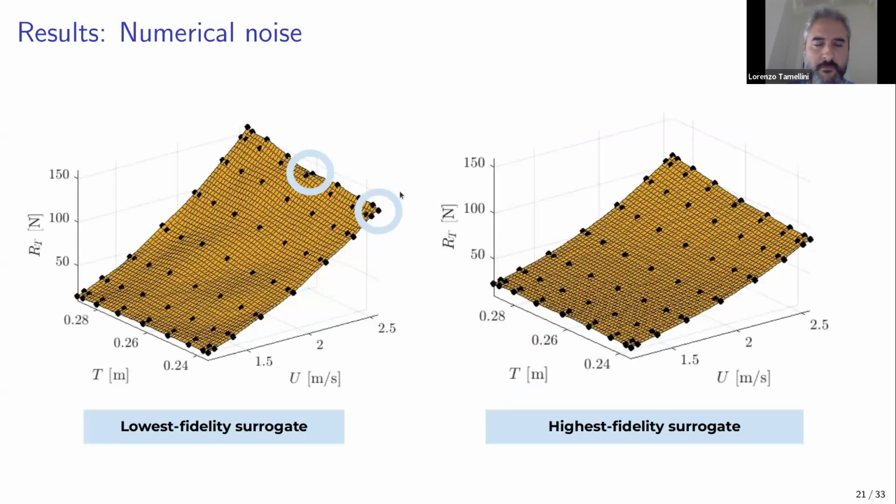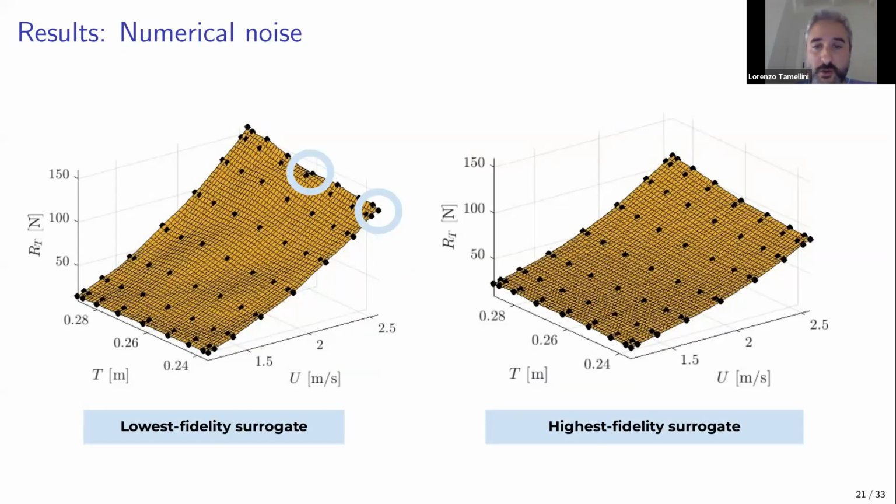And again, here I'm showing you for the benefit of giving you an idea. This is the surrogate for the highest fidelity. Here you see that there is no visible noise, whereas here, this is the surrogate for the lowest fidelity. You see that there are bumps. There's a bump here, a bump here, a bump here in the middle. These are due to under-resolved iterations of the RANS solver. I can give you more details on this, but essentially the tolerances that we play with don't resolve the problem exactly. So we get this noise, which we then interpolate.